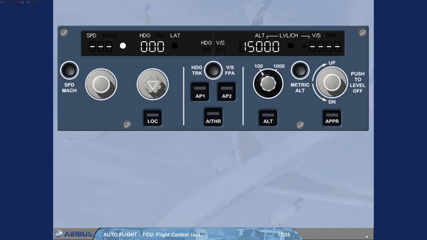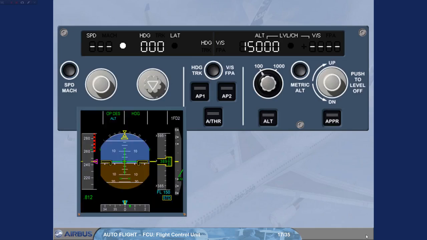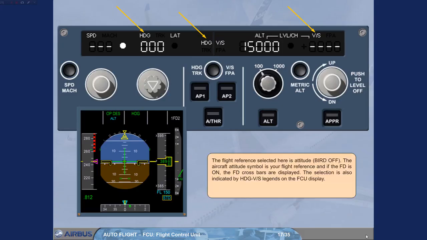The flight reference selected here is attitude, bird off. The aircraft attitude symbol is your flight reference, and if the flight director is on, the flight director crossbars are displayed. The selection is also indicated by heading vertical speed legends on the FCU display. Change the reference.